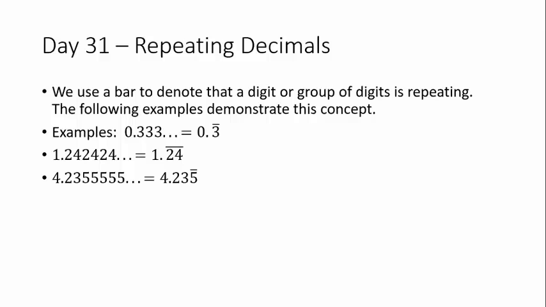We use a bar to denote a repeating element. These are the same examples that we saw on the previous screen. Instead of writing 0.333..., we use the notation 0.3 with a bar over the 3. In the next example, notice that the bar is over 24, 1.24 with the bar, indicating that 24 repeats. And in the last example, notice that the bar is over the 5. The 5 repeats. The bar is used as soon after the decimal as possible.